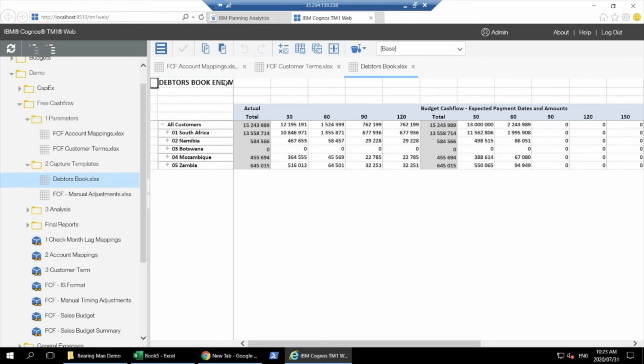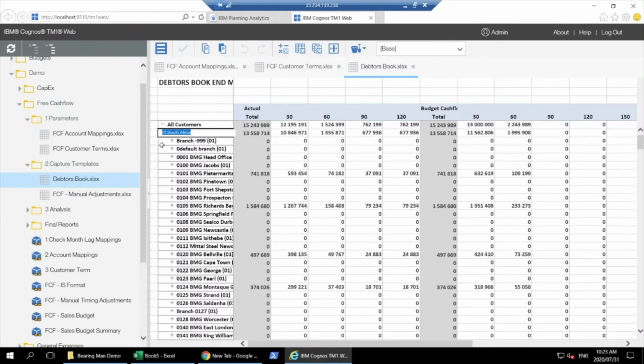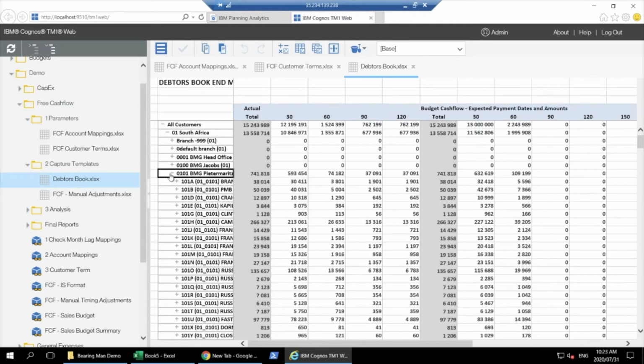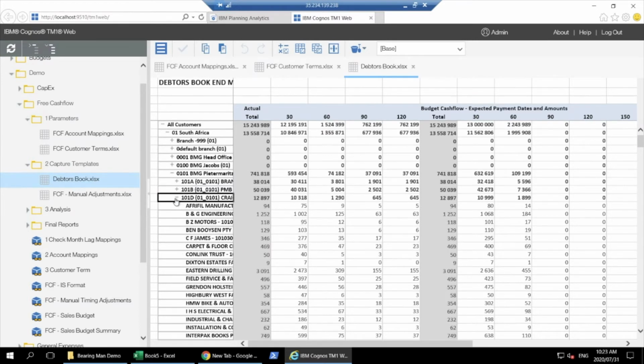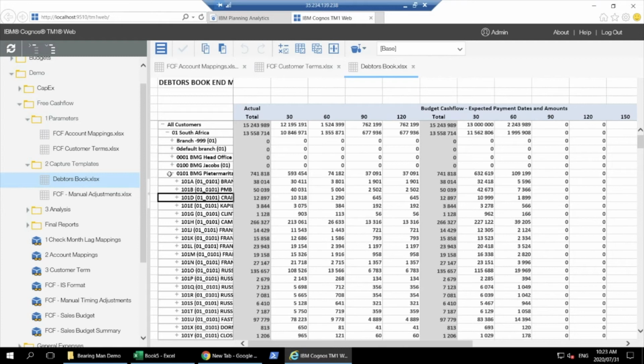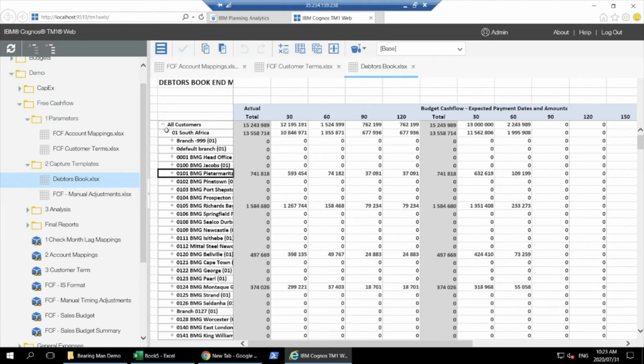The new financial year starts in April. So at the end of March, we will import our debtors book, and we will have a complete breakdown of all of our customers rolled up into different countries, into different branches. From branches, if we look at Pietermaritzburg, we've got different reps, and from there we've got different customers as well. So that is the debtors book as it stands.